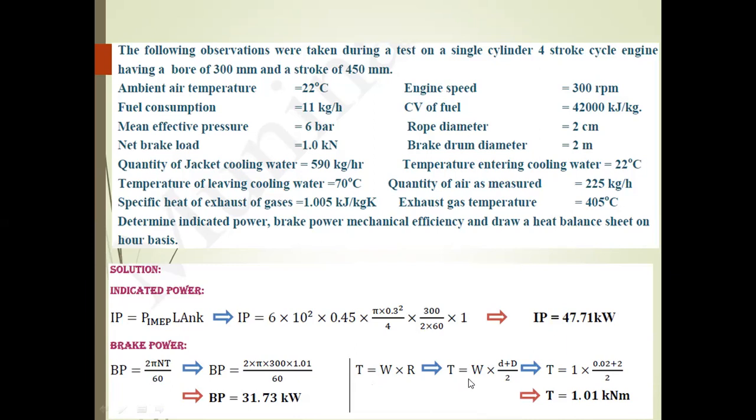Here the weight is already given in the problem. To find the torque, we need the radius of the drum, which is the rope diameter plus the brake drum diameter, divided by 2. The weight is 1 kilonewton, the thickness of the rope is 0.02 meter, and the brake drum diameter is 2 meter, divided by 2. So finally we get the torque as 1.01 kilonewton meter.